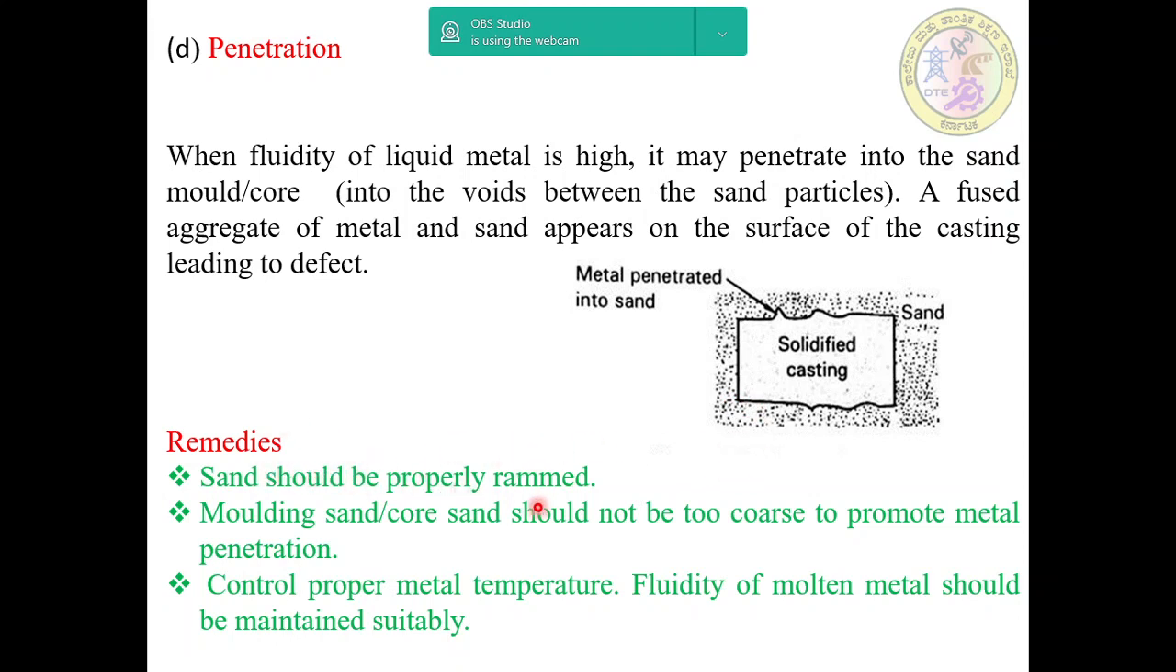The sand should be properly rammed. Properly rammed means the molten metal will not enter the sand. That is one remedy. Another one is molding sand or core sand should not be too coarse, to avoid promoting metal penetration. Another remedy is to control proper metal temperature. Fluidity of the metal should be maintained suitably. These are the main remedies to overcome this penetration.